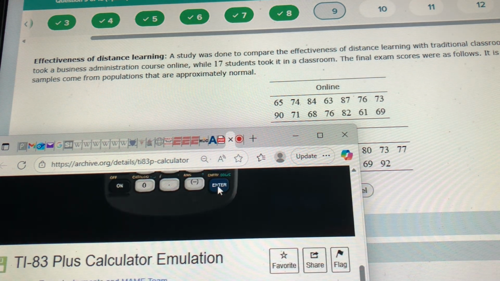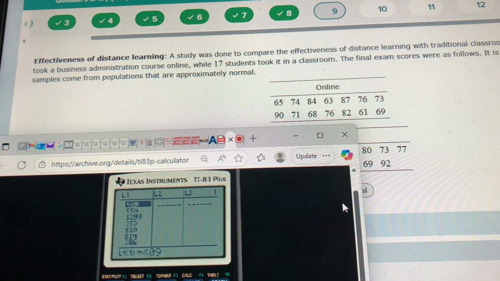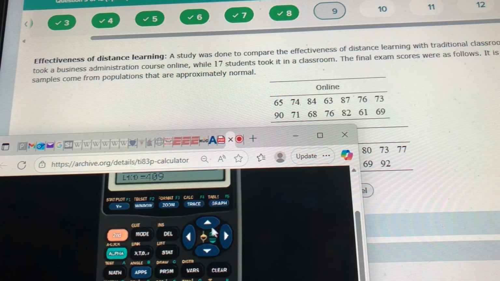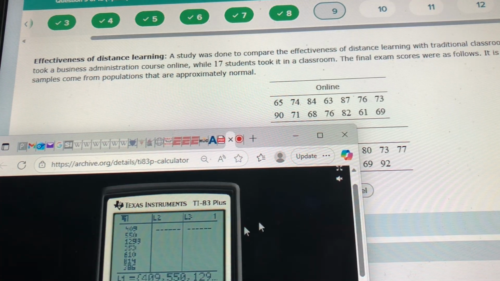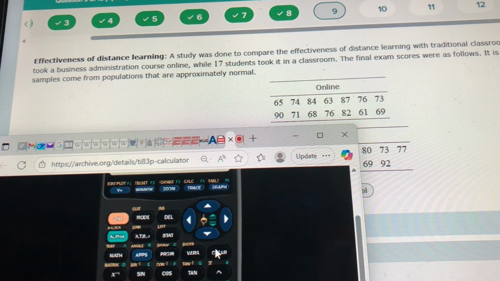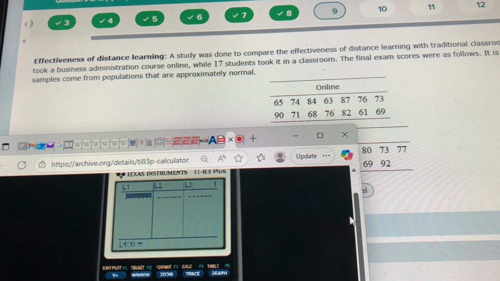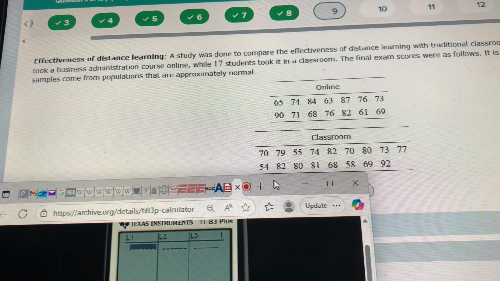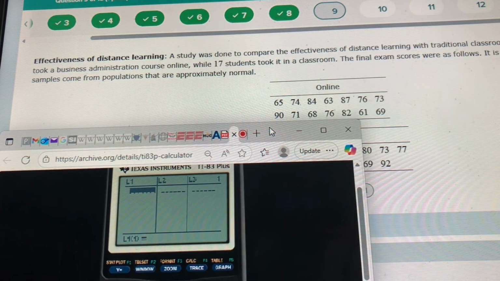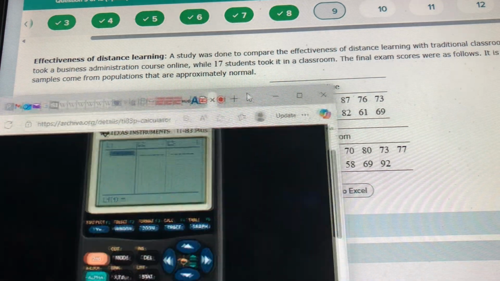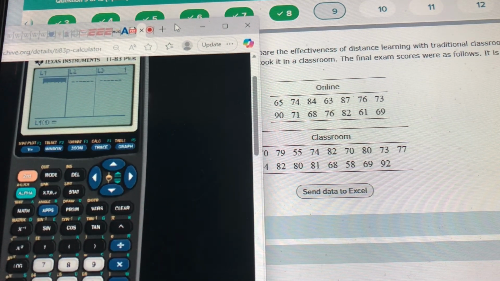Stat, press enter for edit. Go into the spreadsheet and let's clear out this list by going up to where the L1 name is. You need to up arrow to where L1 is, and then hit clear, clear, enter. That wipes out the old data. Don't hit delete, otherwise the whole list disappears. So now my L1 is blank. I'm going to put the online people in L1 and then we'll put the classroom people in L2. It's a little hard to type this and see it at the same time.